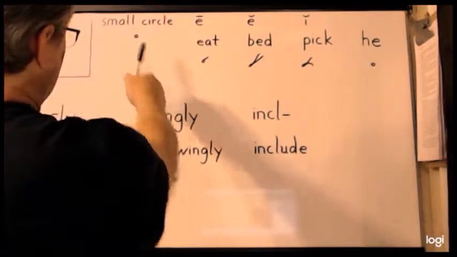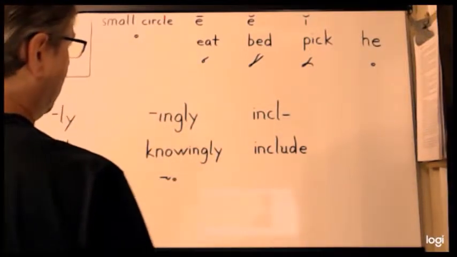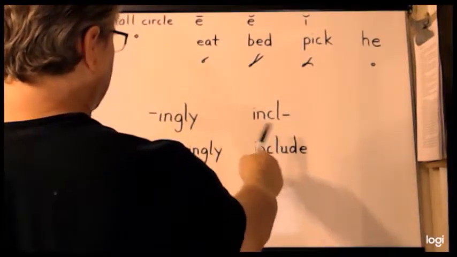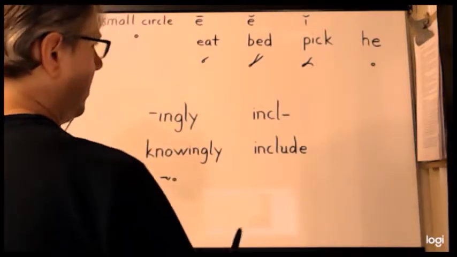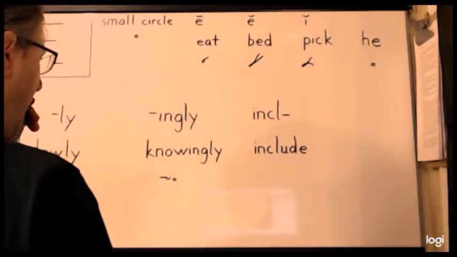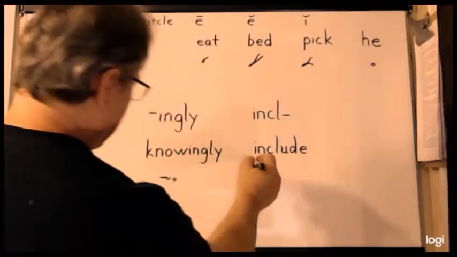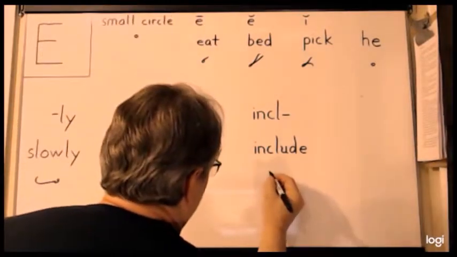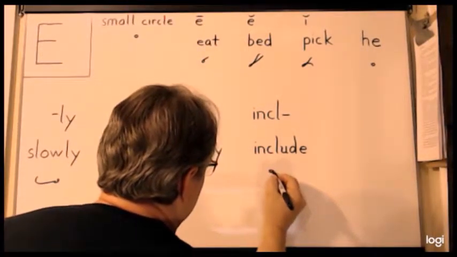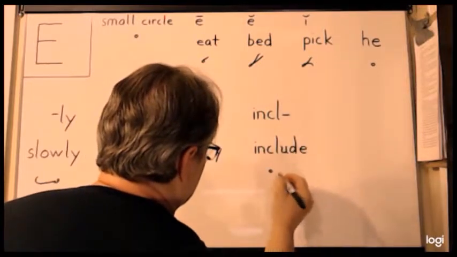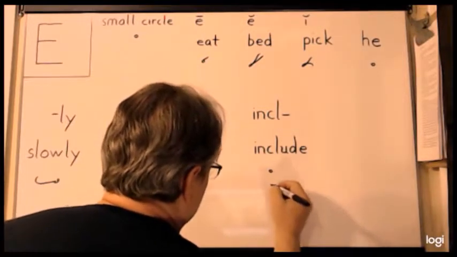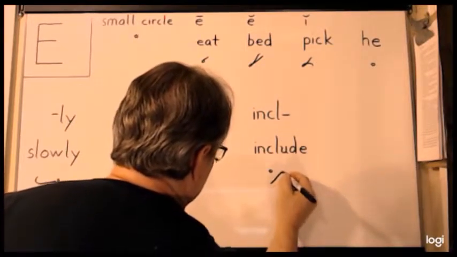The small circle also stands for the disjoined prefix INKL, or the NCLA sound. And here, we'll write the word include, which is the small circle E, standing for NCLA. The vowel is understood, and now we just need the letter D.